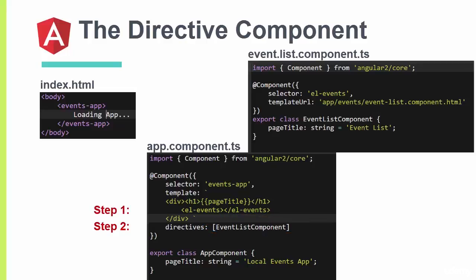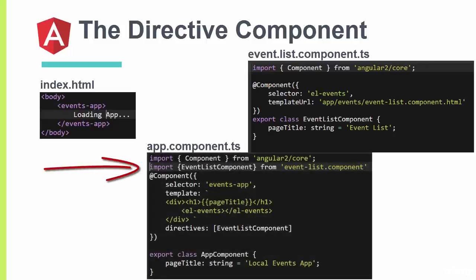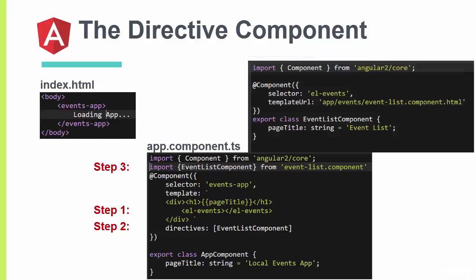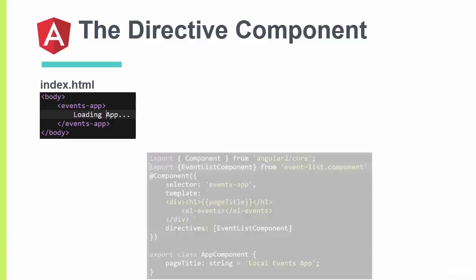Identify the component for each directive that is used in the template and add that component to the container's directives array. Now we must add an import statement so the module loader can find the event list component. This is the third and final step in using the component, adding the import for the event list component. To summarize, these are the 3 steps required to use a component as a directive in any other component. Let's go through these 3 steps with the newest component in our course project.